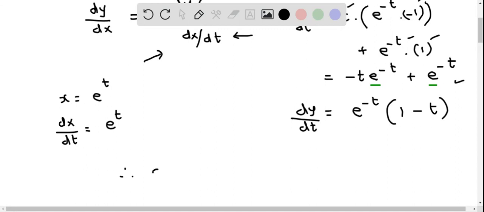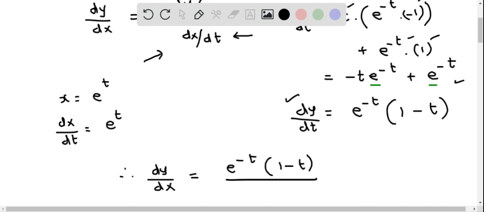So therefore we write dy by dx, that is the derivative of y with respect to x, and this equals, in the numerator we plug in the expression for dy by dt, which is e raised to the power of negative t times 1 minus t, and this is divided by the denominator expression dx by dt, which is e raised to the power of t. And so this is the expression for dy by dx.